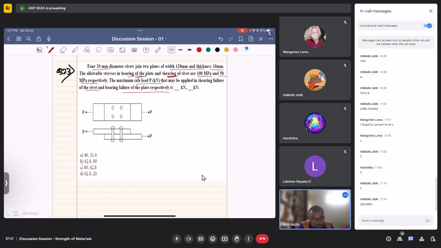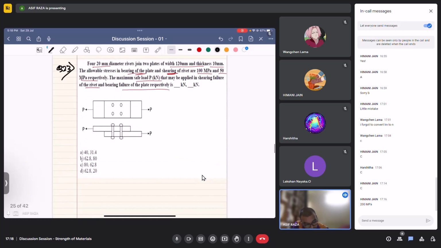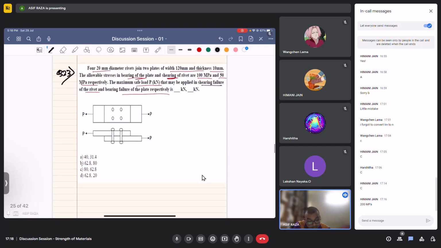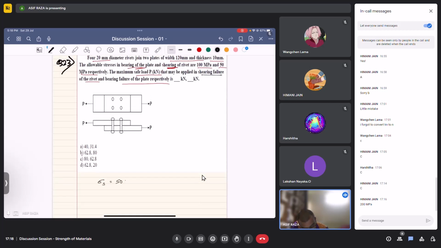Okay, so this is a tricky question. I'll try to solve it. If you guys feel you can solve it, you can do it hand in hand. Let me solve it. So the first part is asking the maximum safe load in shearing failure of the rivet. So the maximum allowable stress in shearing of rivet, I'll just write sigma s, is 50 megapascal, right?